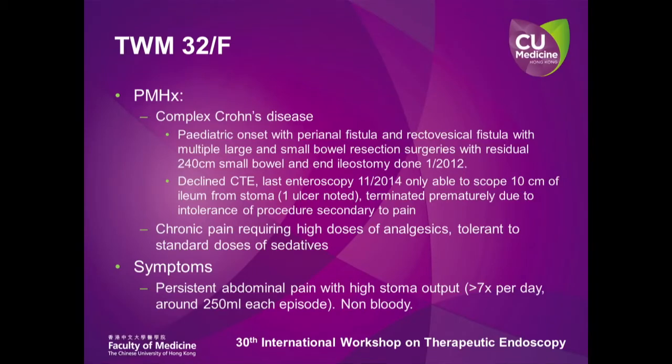So this is a 32-year-old female with a past medical history of complex Crohn's disease. It is of pediatric onset with perianal fistula and also rectovesical fistula, with multiple large and small bowel resection surgeries, with residual only 240 cm of small bowel and an ileostomy in 2012.